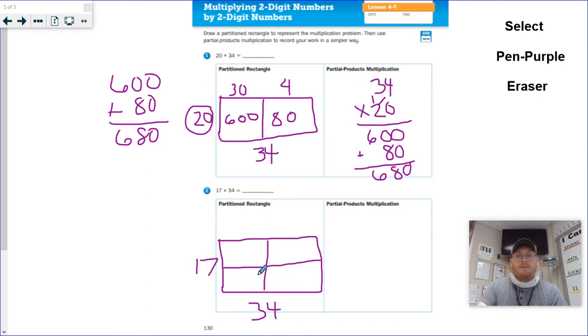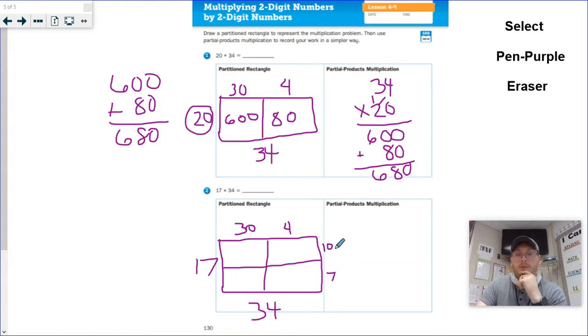Okay, so 17, I'm going to break that up into 10 and 7. 34, I'm going to break that into the expanded form, 30 and 4. I don't care about the 17 anymore at this point. I don't care about the 34 at this point. I'm really looking at 30, 10, 4, and 7. I'm looking at these 4 numbers on the top and right. I don't care about 17 and 34.